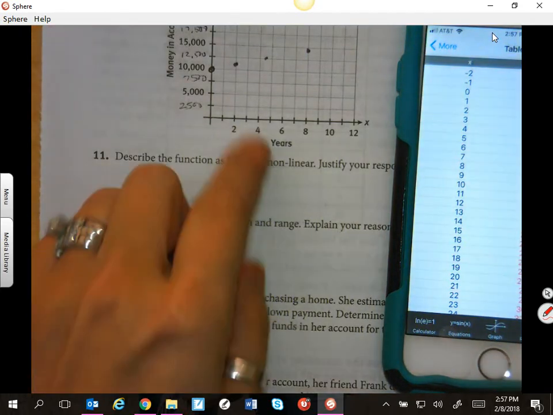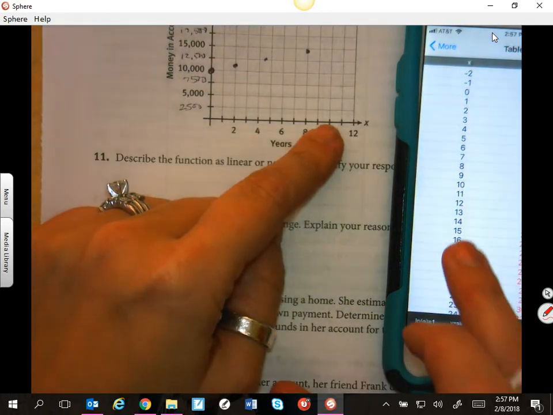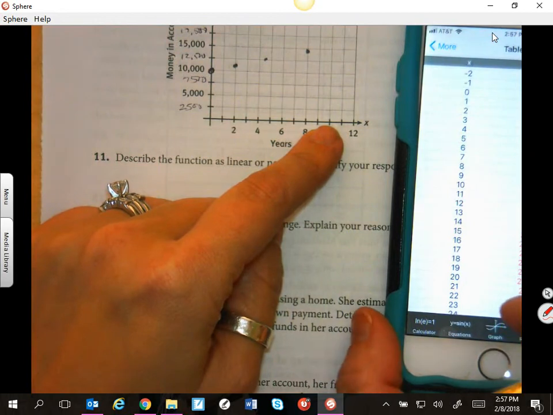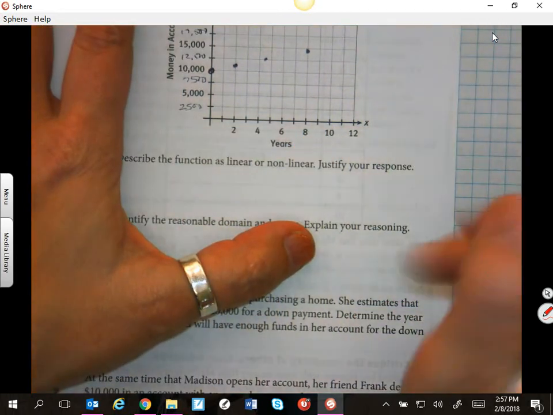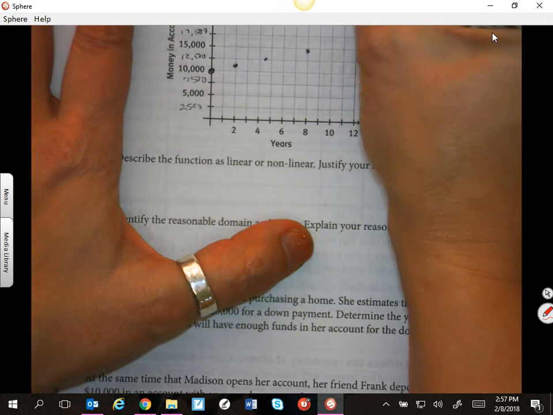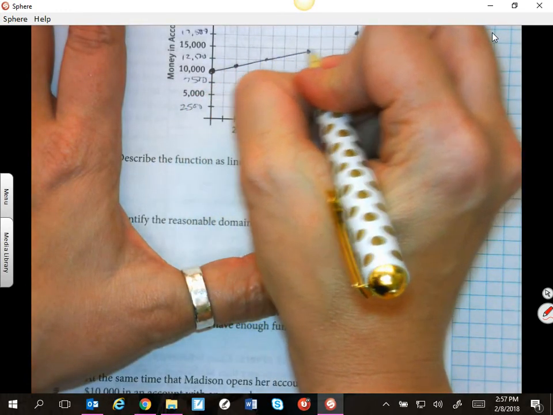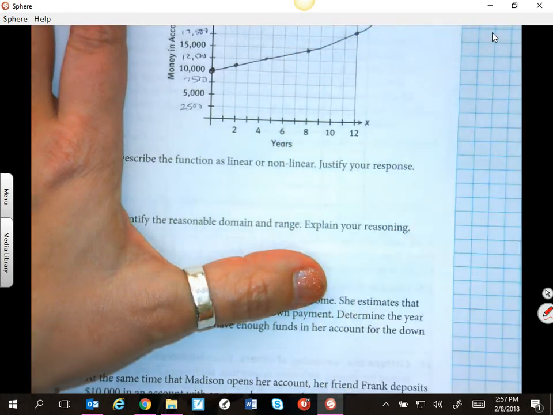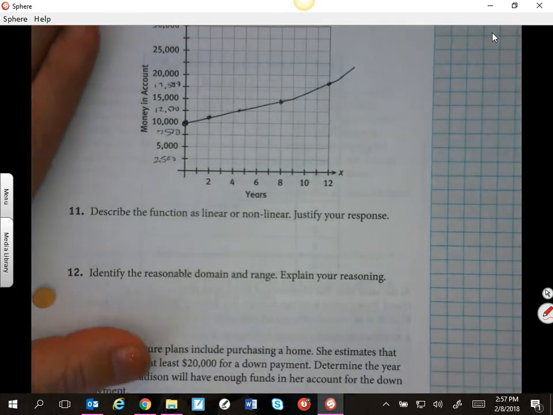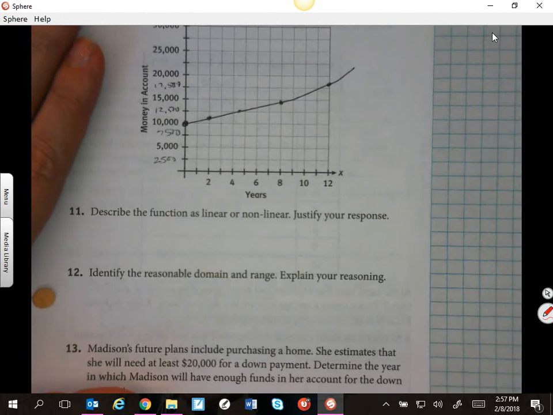Now it almost looks linear because of our scale. I'm going to jump down here to 12. It's about 18. So that would be about here. So it doesn't really look exponential because it's increasing by such a small amount. Okay, however it is. Describe the function as linear or nonlinear. So of course it is nonlinear.